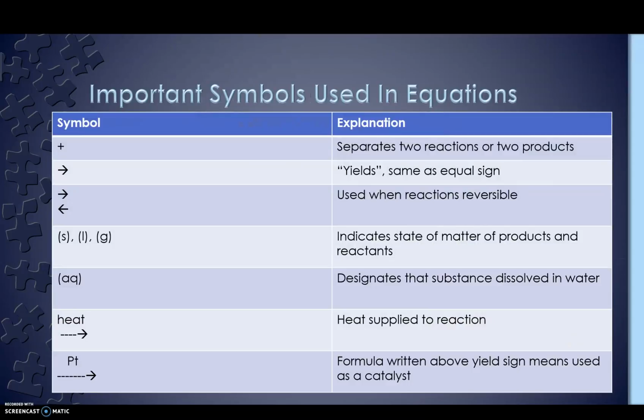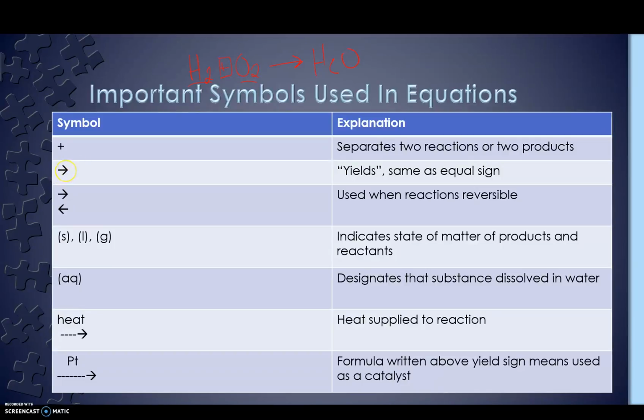You do need to put these into your notebook and you need to study them because these are the symbols that we're going to use in our chemical formulas and our equations. If you have a plus sign, that is what separates two or more reactants and two or more products. So again, if we have H2 plus O2 gives us H2O, this plus sign is telling you that you have hydrogen gas and oxygen gas. You have two different compounds there.